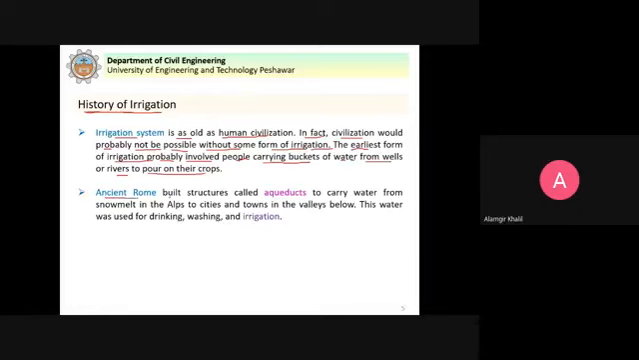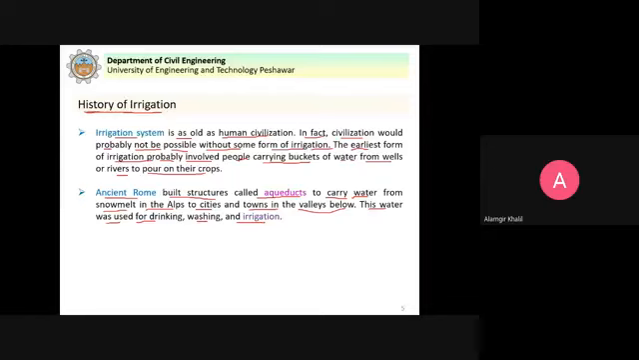Ancient Rome built structures called aqueducts to carry water from snow melts in the Alps mountains to cities and towns in the valleys below. This water was used for drinking, washing, and irrigation.